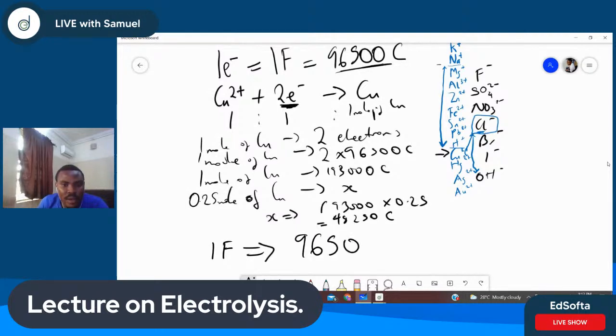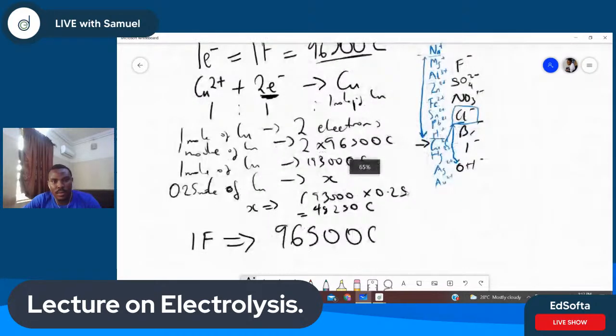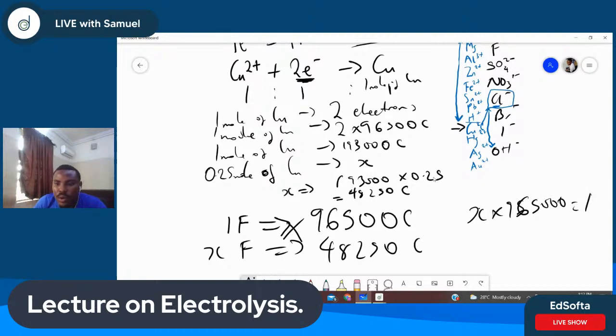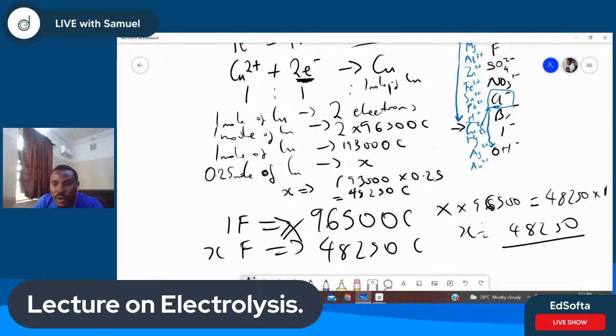So one farad is going to be what? If one farad is 96500 coulomb, then 48250 coulomb is going to be what? X what? Farad. What do we do? We cross multiply to find X. So X times 96500 is equal to 1 times 48250. So we need X. What will X be? X will be 48250 all over 96500. And our answer will be 0.50 farad.